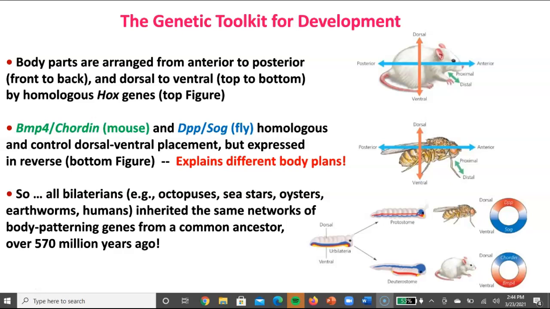So what we can see then is that all bilaterians, octopuses, sea stars, oysters, earthworms, humans, all bilaterian animals, have inherited the same networks of body patterning genes from a common ancestor over 570 million years ago. But changes in the regulation of these genes has produced different body plans.